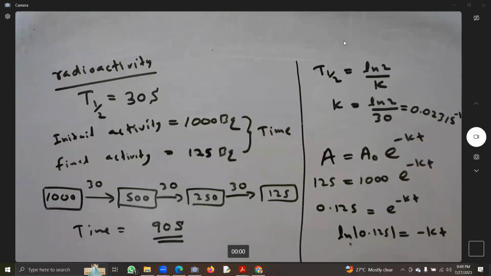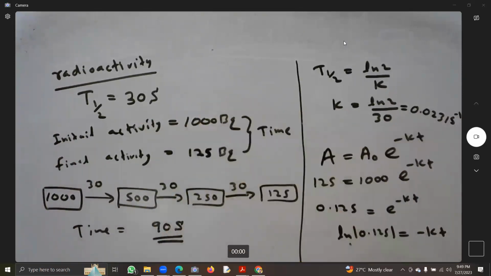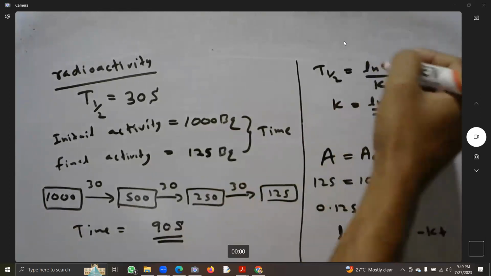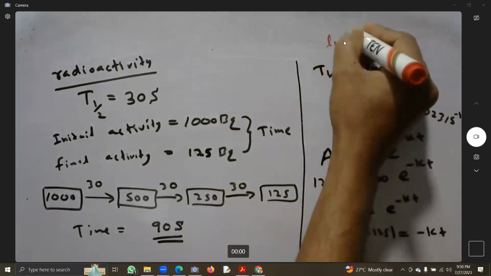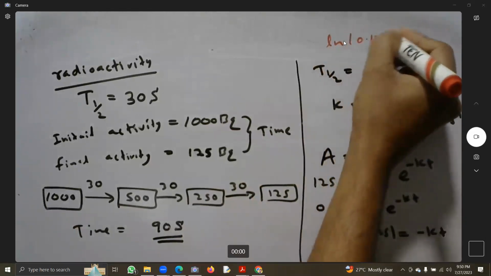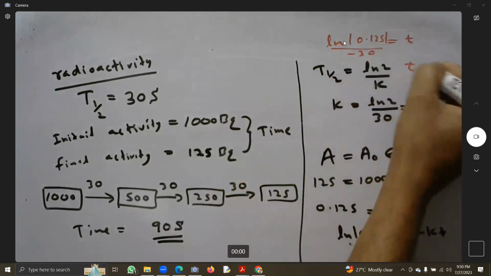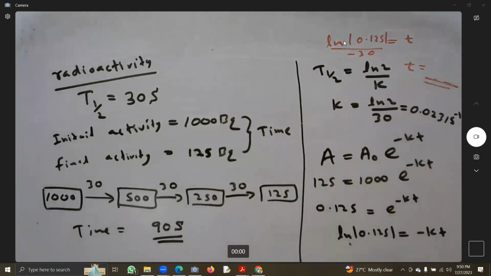Excuse me, sir. So the k value is not the half-life? What is the k value? The k value is the rate. Okay, k value is not the half-life, it is the rate. Then t is equal to ln 0.125 divided by minus 0.0231. See, you get a t near to 90. Check it. How much is coming? It's near to 90.